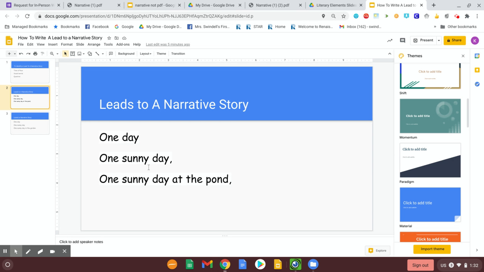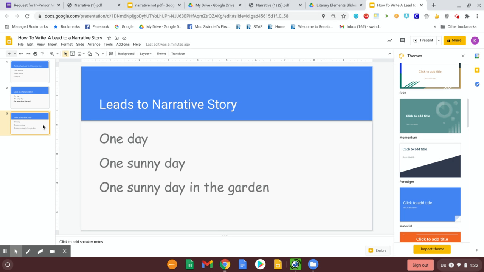So this is the time. It's a sunny day. And I want to add a place to that. So I put one sunny day at the pond. So this lead is telling us where we are, at the pond, and what time we are there. So if it's a sunny day, it's probably during the middle of the day. If it was in the morning, we could say one sunny morning at the pond. And if it was at night, we would say one sunny night at the pond.